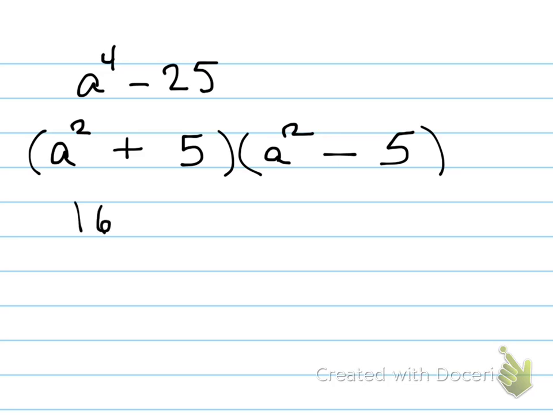Another place you need to be careful. 16w squared minus 196. Difference of 2 squares? Is 196 a square? Yes. 14 times 14. Okay. So this would be 4w plus 14 and 4w minus 14? No.